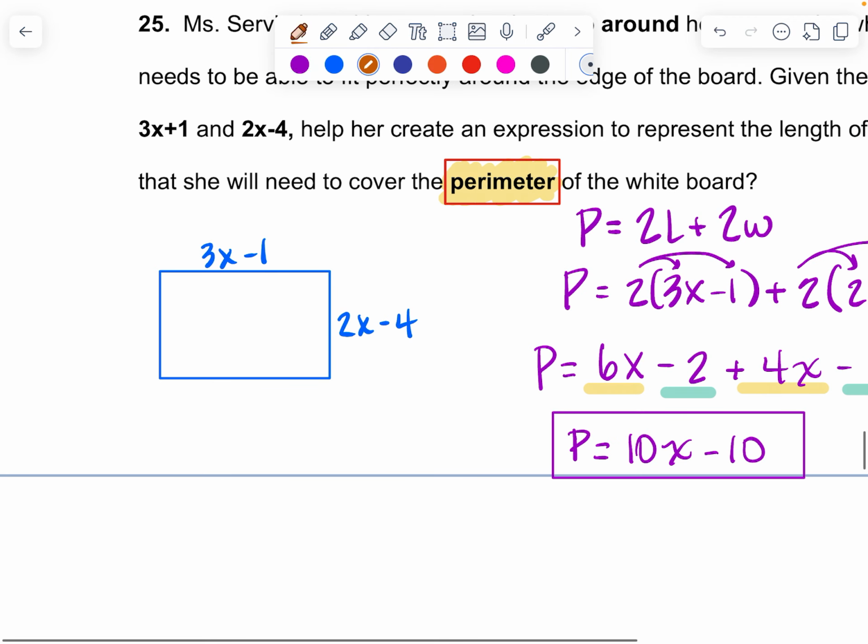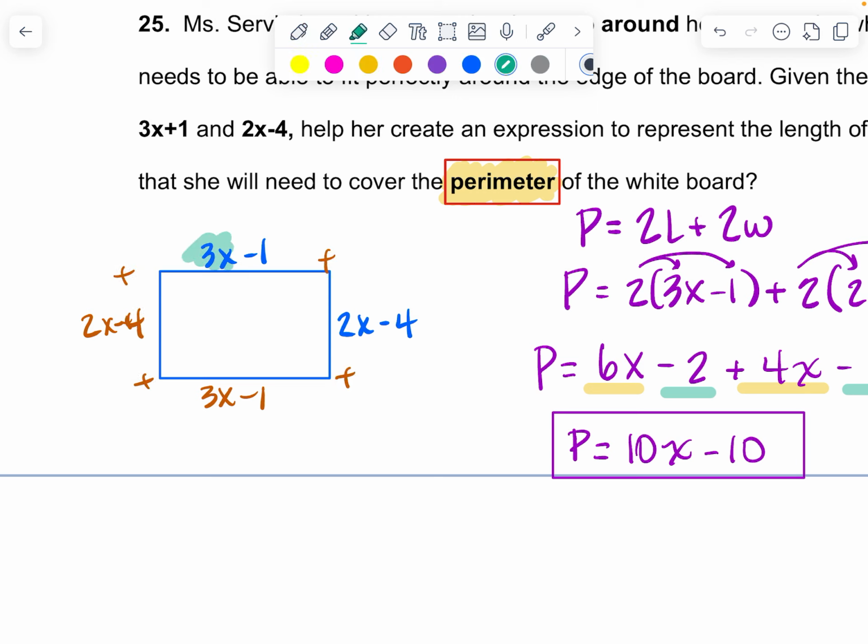Now, if you don't like using the formula, that's all good. Then just come over here and just label every side. Minus 4. And then you're literally just adding all your like terms together, right? So it's like, oh, 3x's plus 2 more x's plus 3 more x's plus 2 more x's. Yeah, that's 10x's, which is exactly what we got over here, right? And then we're adding up all our constants. We're like negative 1, minus 4, minus 4, minus 4. Oh, what do you know? That gives me negative 10.